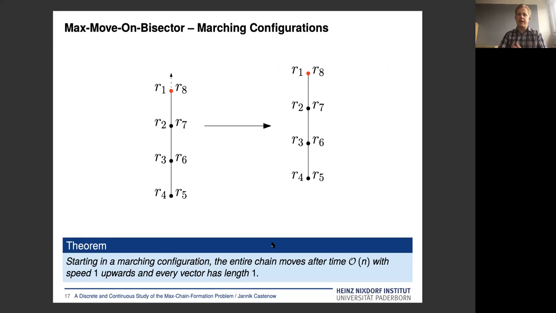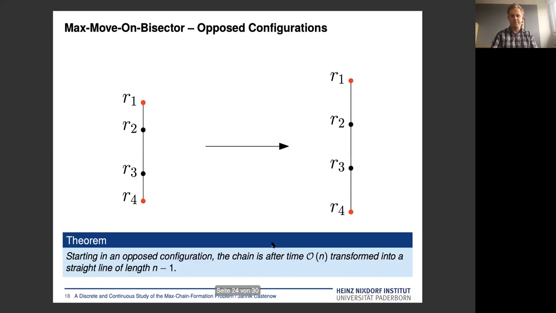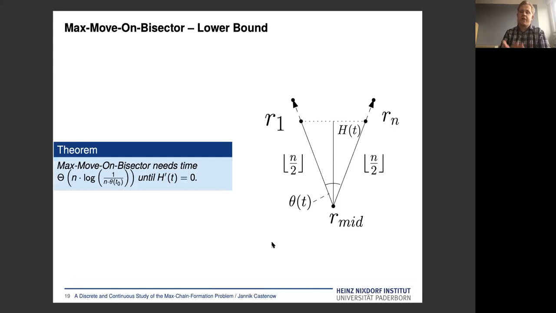And now we get the same behavior. We have marching configurations and opposed configurations converging to a marching chain or to a straight line of length n-1, but the runtime is faster. This is upper bounded by O of n. Yes, same for opposed. And the same class of configurations leads to a lower bound in two-dimensional configurations.